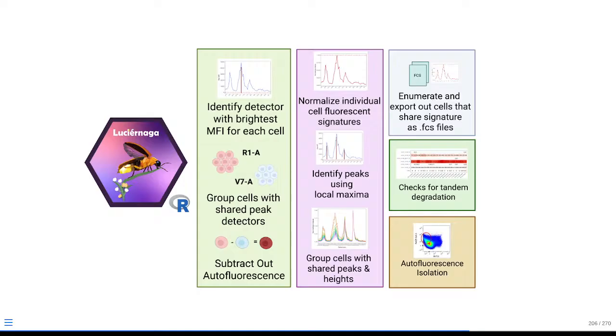So the visual aspect of this process is just like here. Basically, you identify that peak detector, you subtract out the background, and you normalize the individual cells to get out their individual normalized signatures. You identify where the peaks in the particular fluorophore are, and then you aggregate cells that share those same peaks of relatively similar heights to get back relatively pure signature populations from your general unmixing control. And what we've seen is this is quite useful for identifying when your fluorophore is having tandem degradation occurring, as well as for isolating rare autofluorescences for use in unmixing.